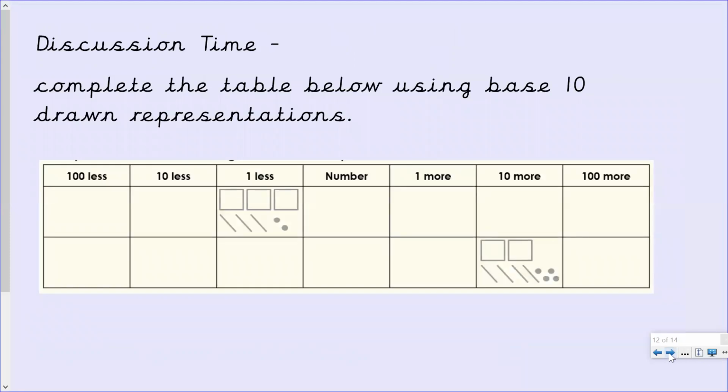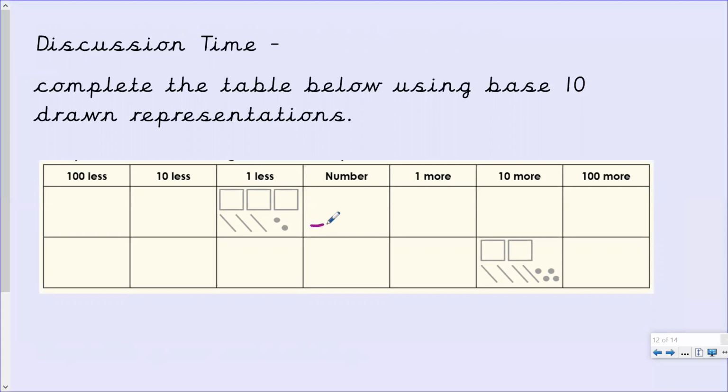Okay, this is our time to discuss. So we're going to have a go at doing this together, and then you can also have a go at doing the second row yourself. We'll do the first row together and you can do the second row yourself. It says complete the table below using base 10 drawn representations, so pictorial representations.